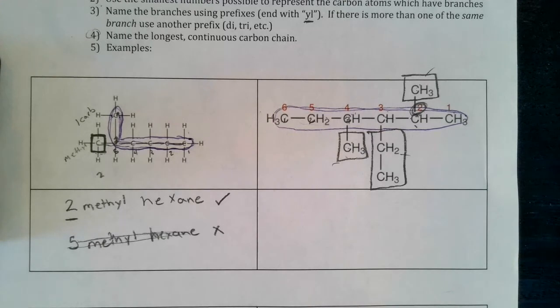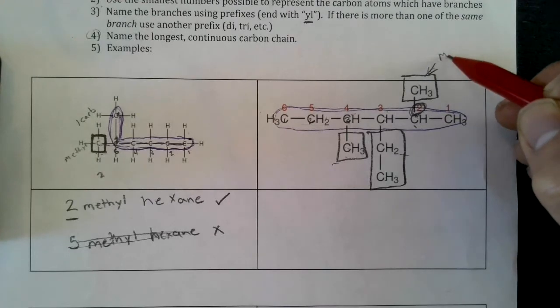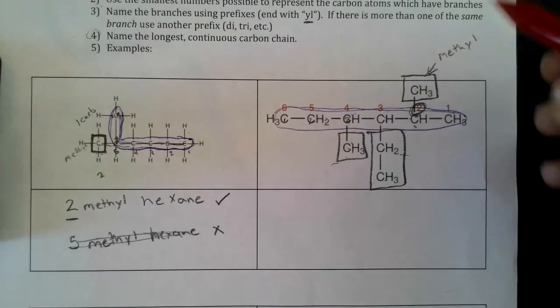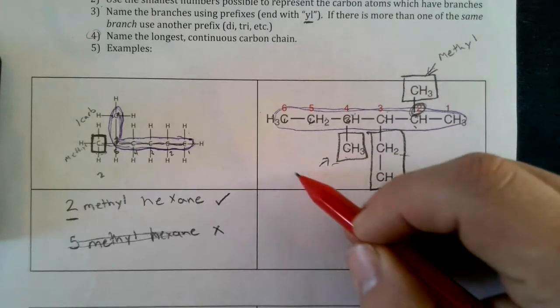So step 1, identify the longest chain. Step 2, identify the branches. Step 3, identify the location of the branch that is at the lowest numbered carbon from the end. And then we put it all together by saying this right here is a methyl group. How do I know it's a methyl group? It's got 1 carbon.